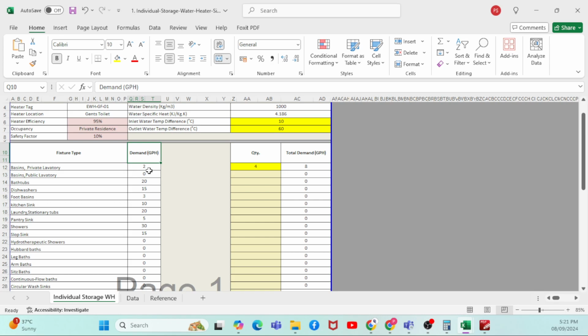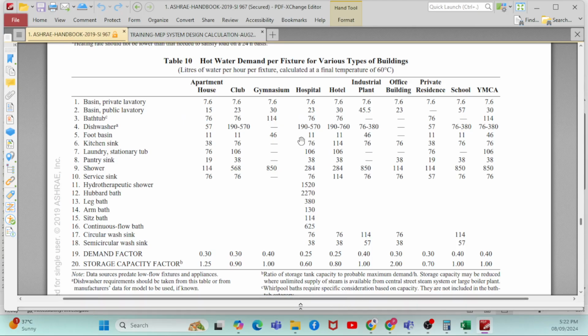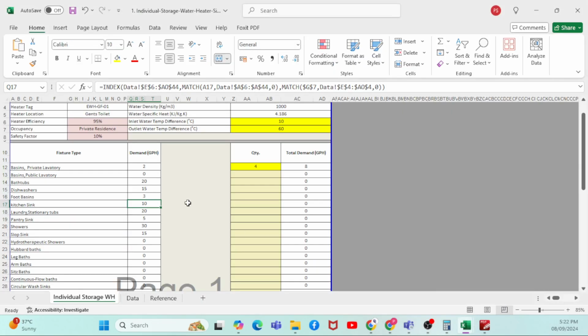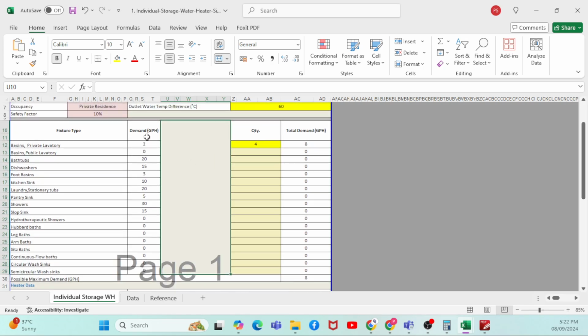So you can see that this much water, right? Kitchen sink, it is 10 gallons per hour. Here it is in liters per hour, but my sheet is in gallons per hour. That is why I made two sheets, because you may work with two different units. Or you can convert gallons per hour to liters per hour.